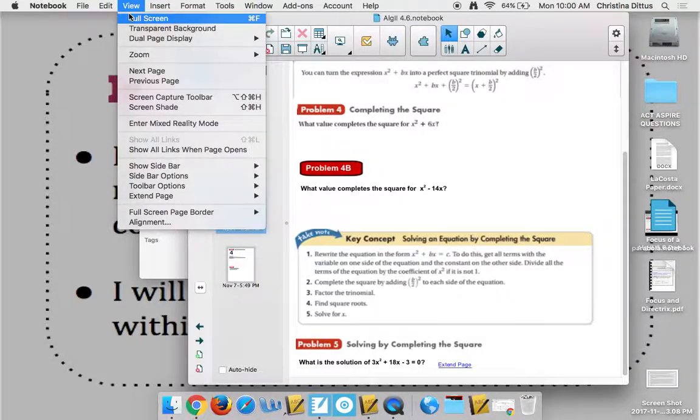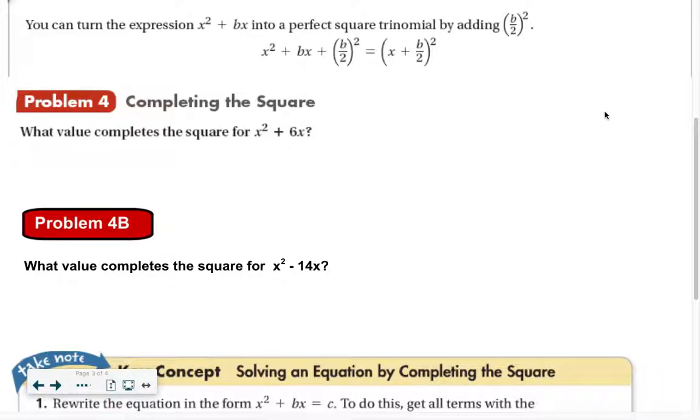Alright, so we're doing day 2 of our completing the square.